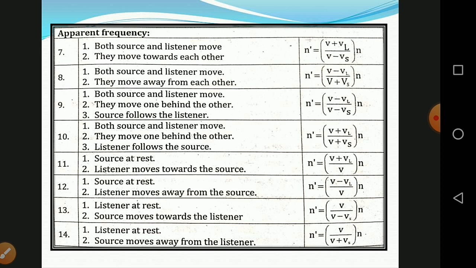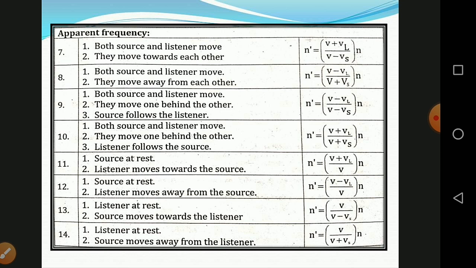And the next one is when both source and listener move away from each other. So n dash is equal to v minus vl divided by v plus vs, into n.